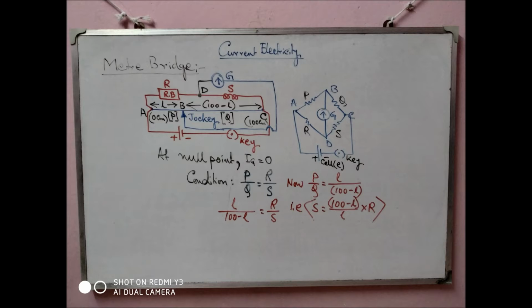Now what is this meter bridge? This meter bridge is actually a 1 meter long wire that is mounted over a wooden scale, or wooden type of batten. A scale is there.